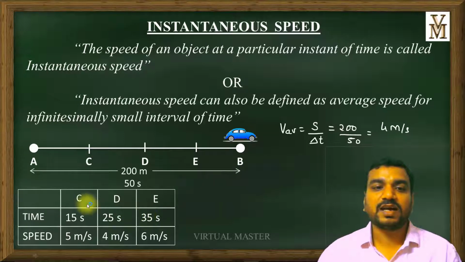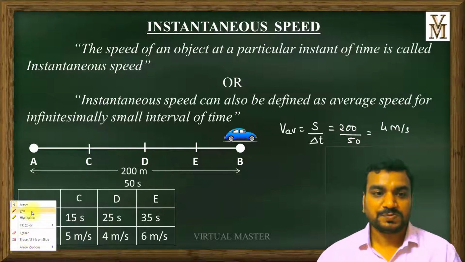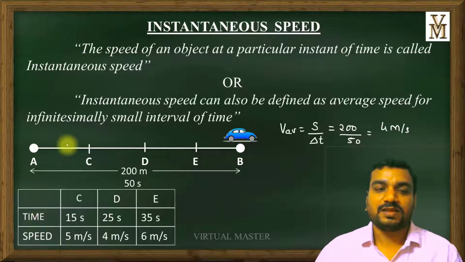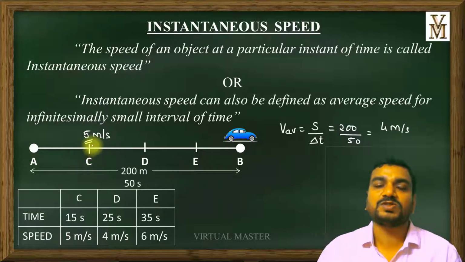And the speed of the car at point C, that is at 15 seconds, is 5 meter per second, and at point D, that is 25th second, is 4 meter per second, and at point E, that is 35 second, is 6 meter per second. So the speed of the car at point C, that is at 15th second, is 5 meter per second. Now this speed of the car at 15 second is called as instantaneous speed.